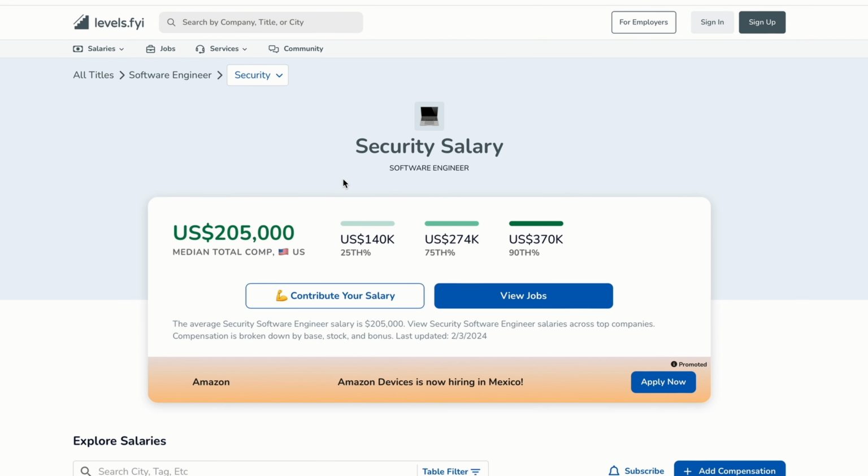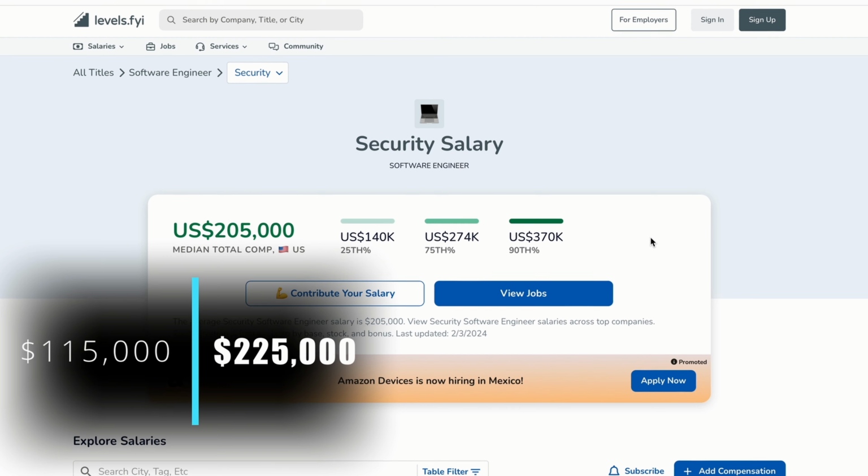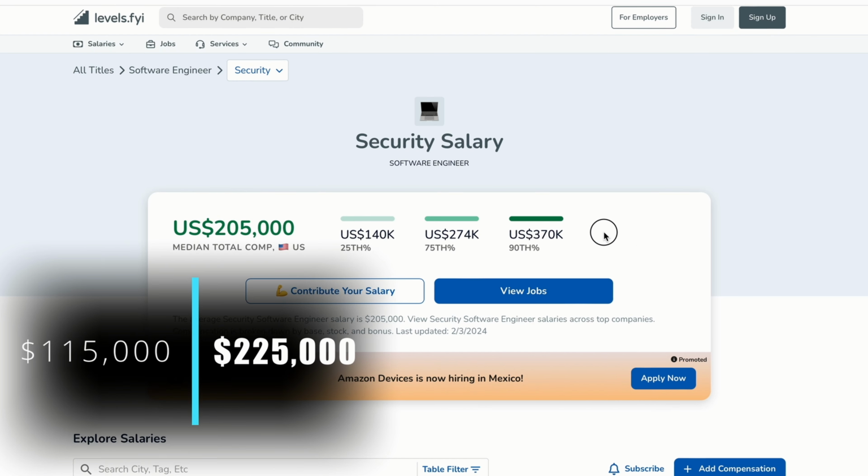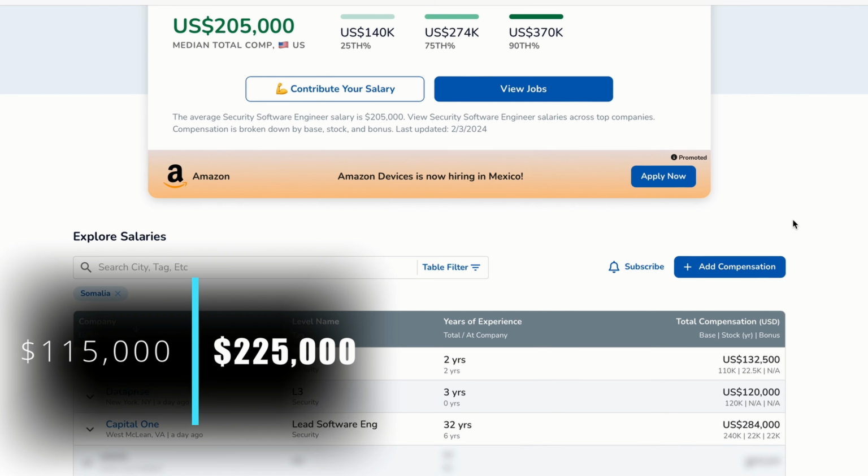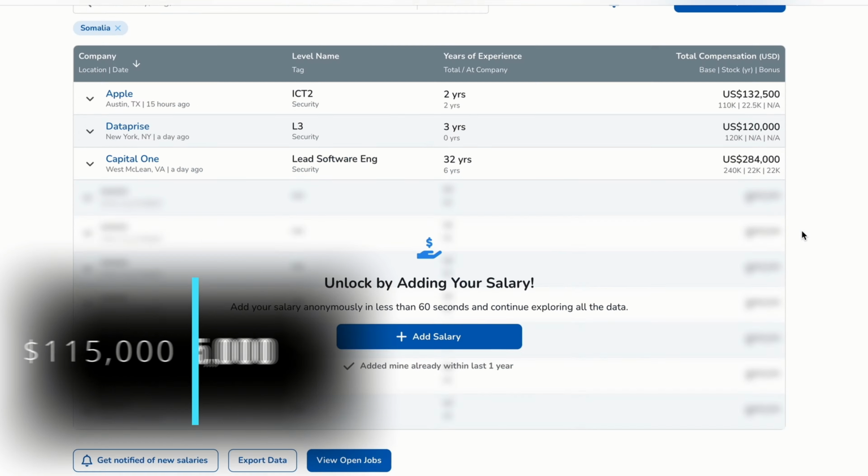Salary ranges are also very high, but typically you would see something around 115 to about 225,000, and when I say 115, it's $115,000 for entry-level security specialist jobs, because it's a specialty job.